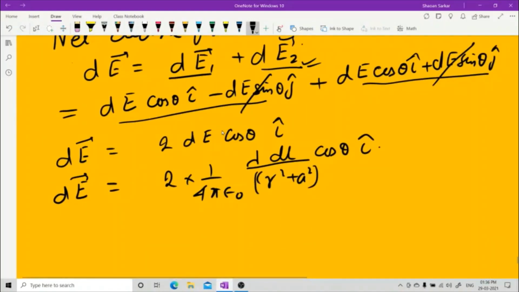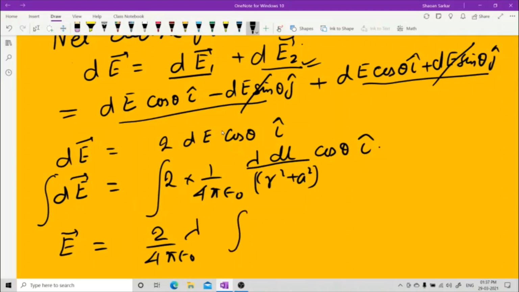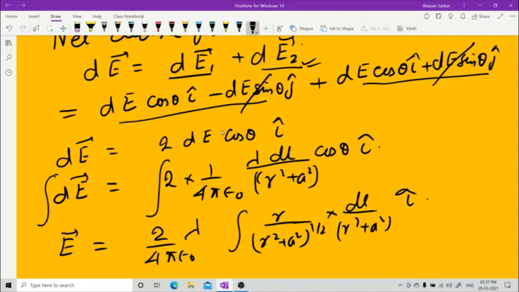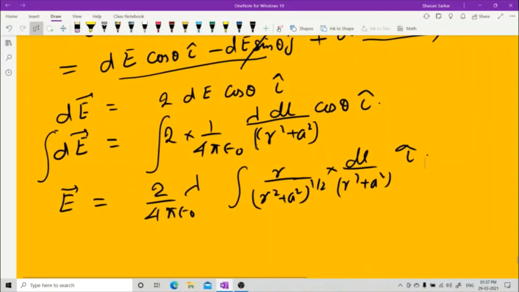So let us put the integration sign now. Now this will become E equal to 2 by 4 pi epsilon naught lambda, you can take lambda out, dl. What is cos theta? Cos theta is r upon square root of r square plus a square, so r upon this into dl upon r square plus a square into i cap. This is the story.